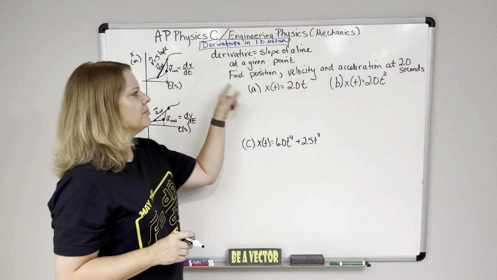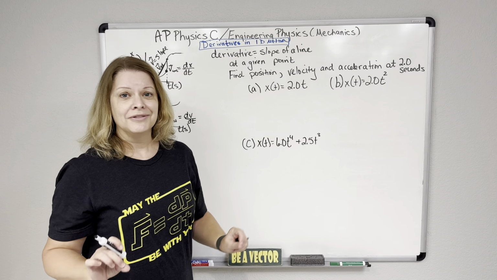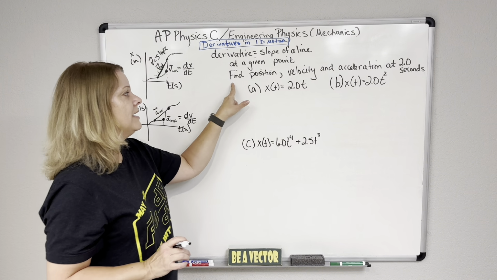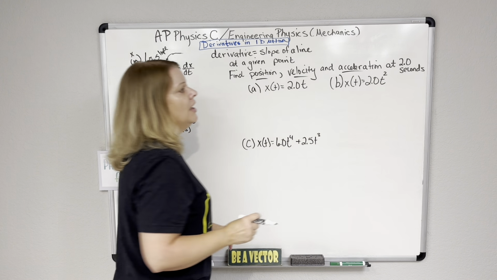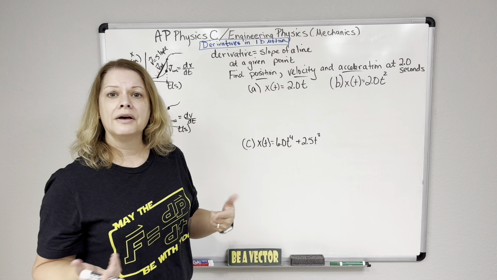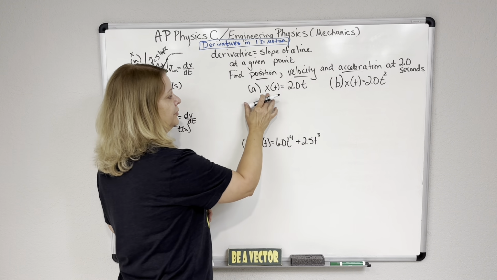All right, I have a problem. We're just going to jump right in. You've got this. You saw the last video. You know the constant rule, the power rule, and the sum rule. I want you to find position, velocity, and acceleration at 2 seconds for all 3 of these position with respect to time equations. I have an equation for position here.